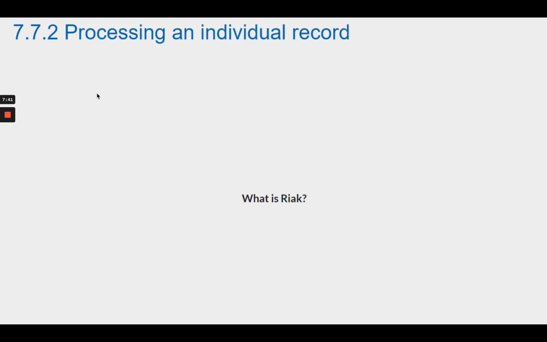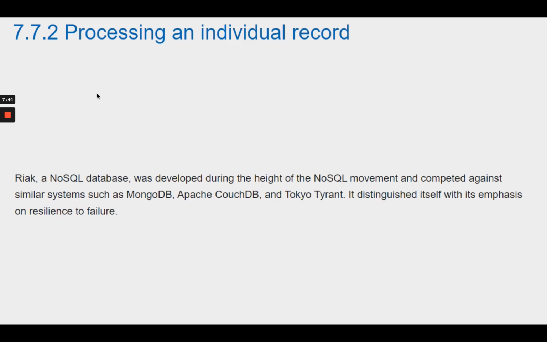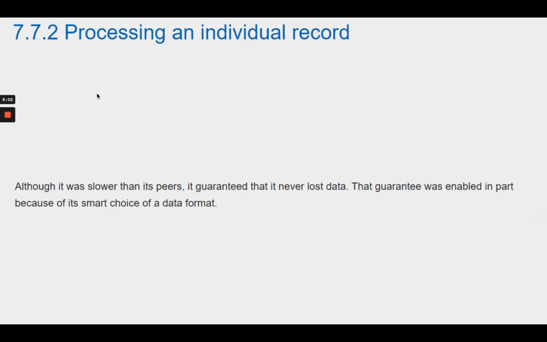What is Riak? Riak, a NoSQL database, was developed during the height of the NoSQL movement and competed against similar systems such as MongoDB, Apache CouchDB, and Tokyo Tyrant. It distinguished itself with its emphasis on resilience to failure. Although it was slower than its peers, it guaranteed that it never lost data. That guarantee was enabled in part because of its smart choice of a data format.